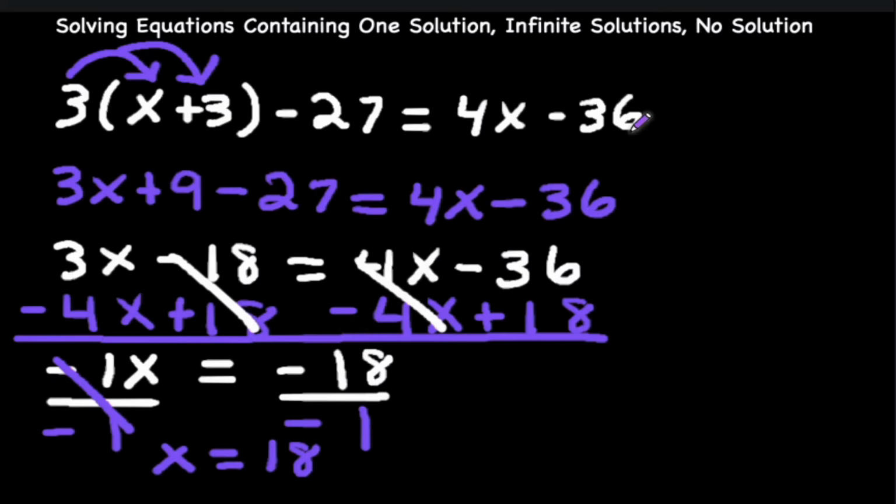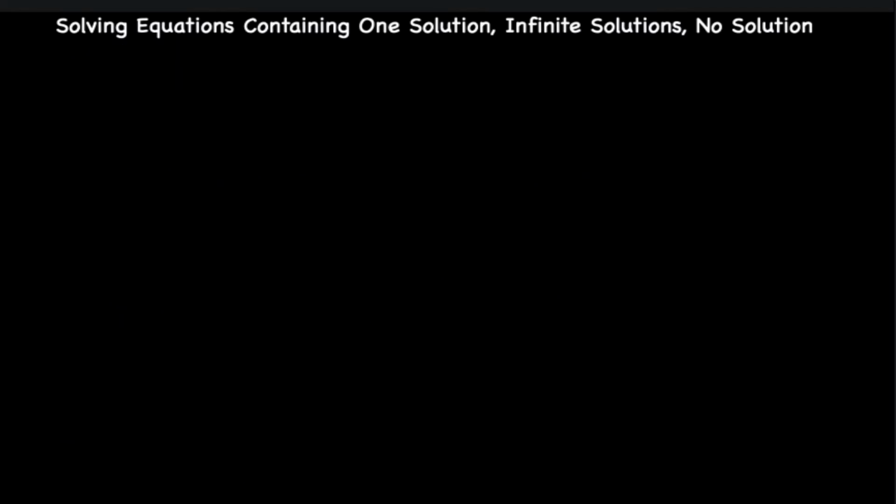Okay, so let's go ahead and move on to solving an equation containing no solution. So wipe this out. Okay, so let's say that you're given the equation, let's see, x plus 7 equals x plus 4.